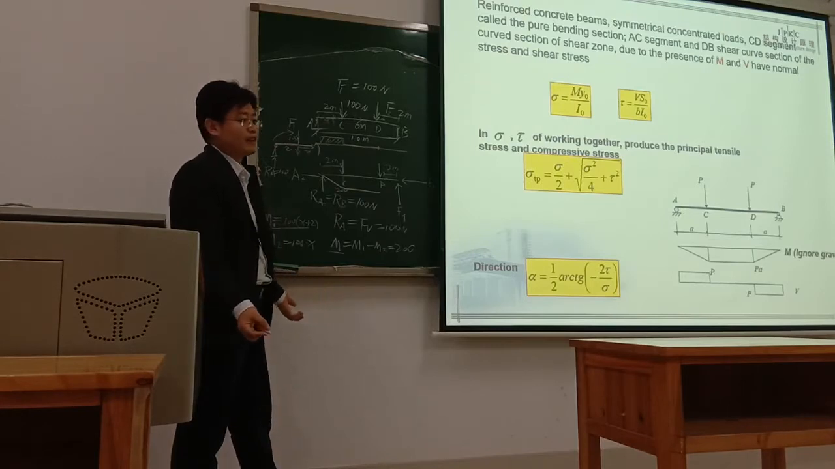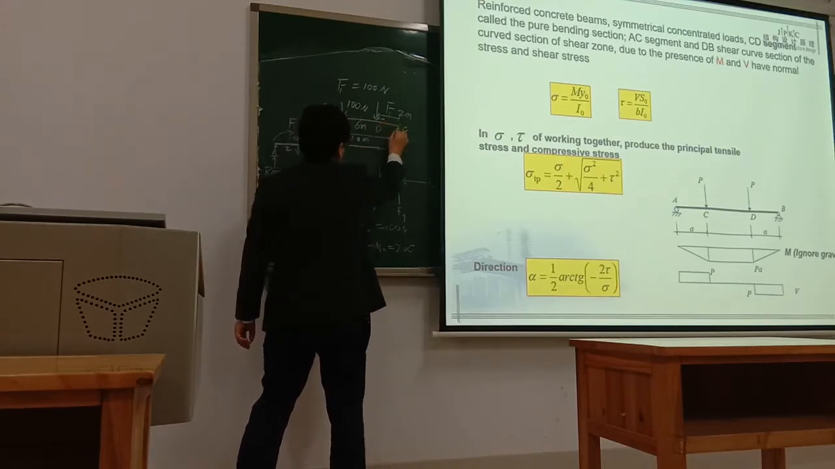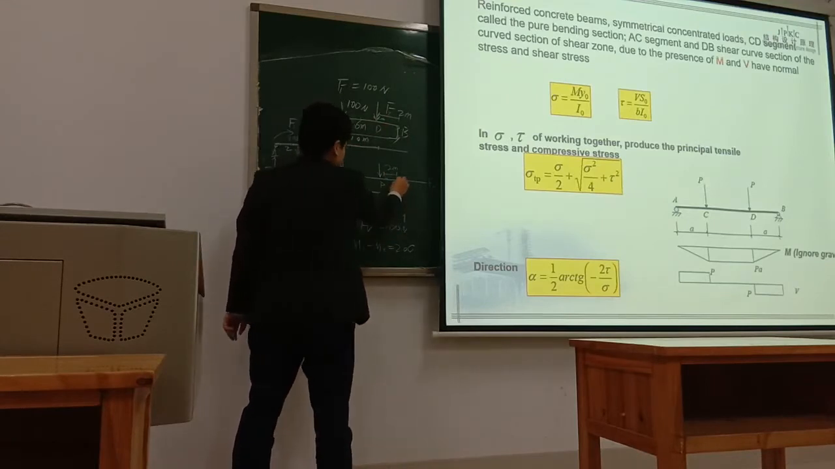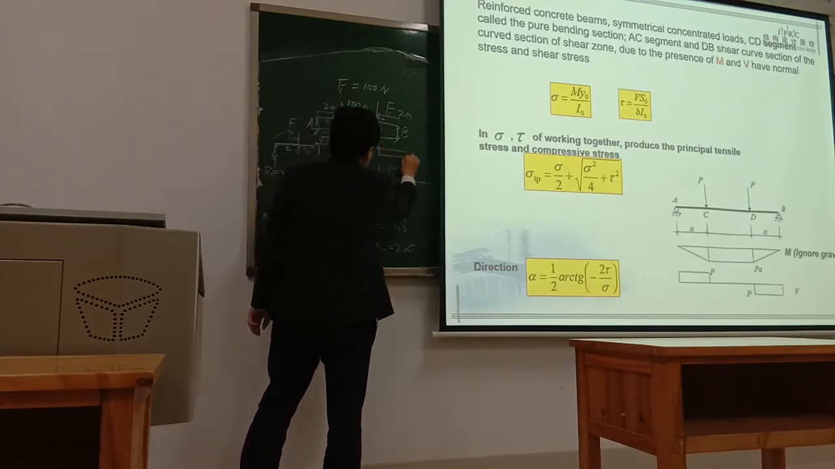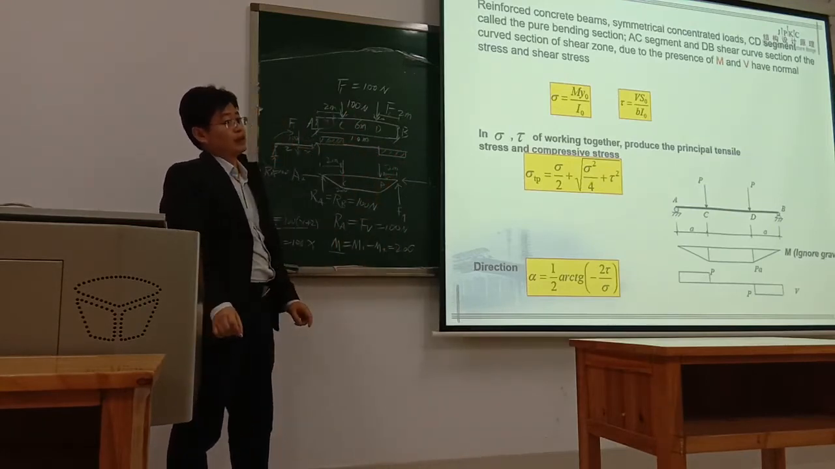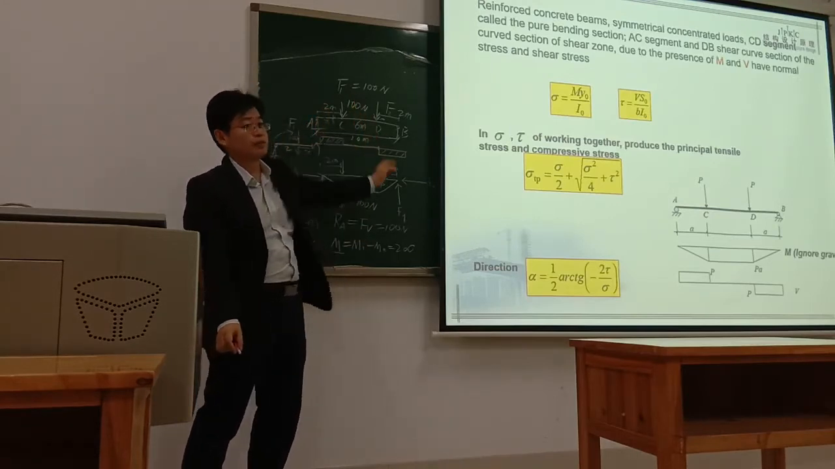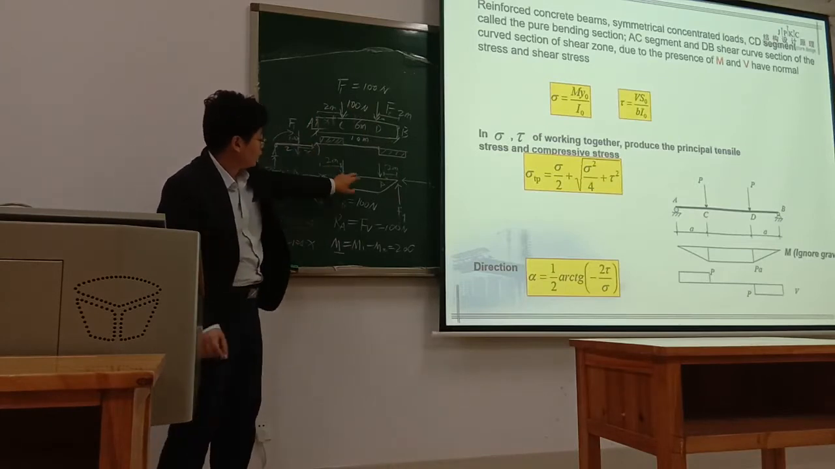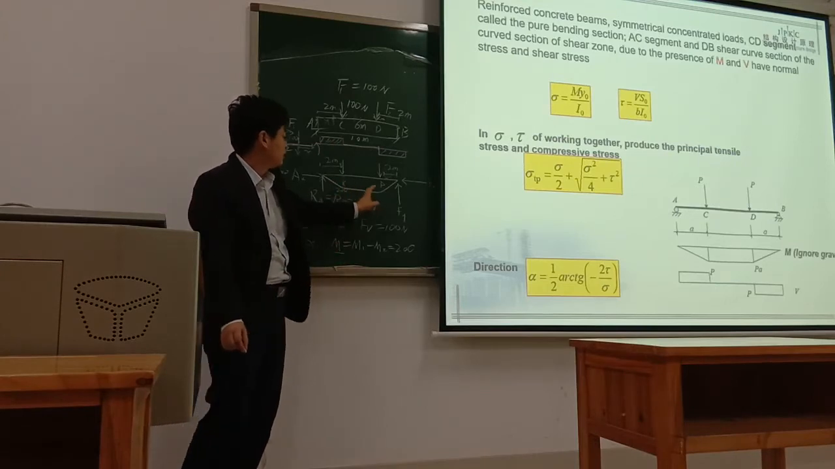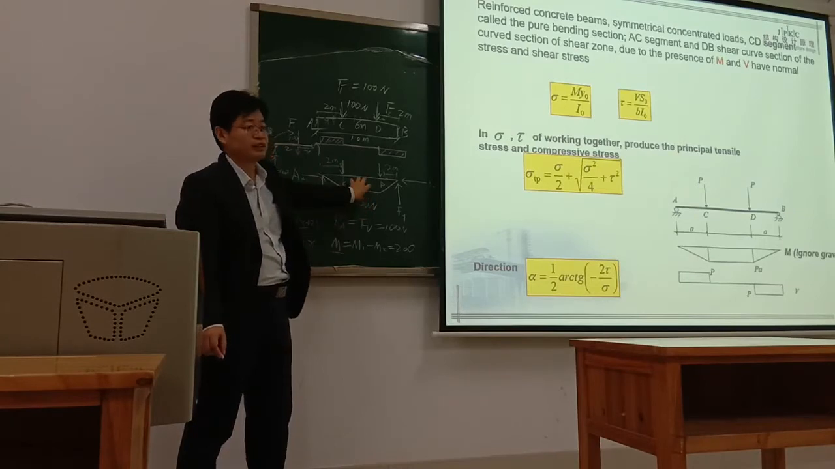So this is the CD section. We see in DB section, actually, DB section is just like an AC section. Just draw this, see? The shear force is in different directions. This is going down, this is going up. So that's the diagram of the moment and the shear force. So you see, in CD section, the shear force is 0. The moment is constant.